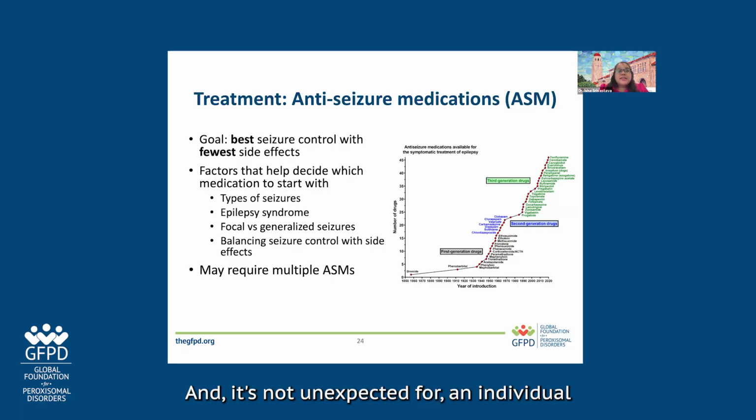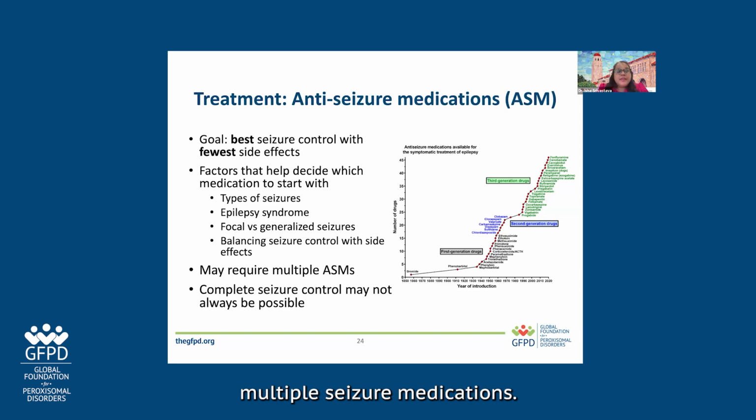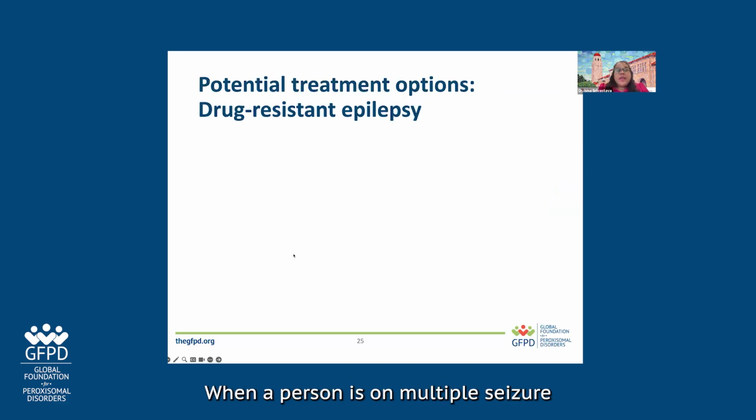And it's not unexpected for an individual with frequent seizures to require multiple seizure medications. And as we briefly talked about, not all seizures are created equal. So some individuals can have really difficult to control seizures or can have a lot of seizures. And so in those individuals, it may be really difficult to obtain complete seizure control without excessive side effects. When a person is on multiple seizure medications and are still having frequent seizures, that's what we call drug-resistant epilepsy, right? Multiple medications that are not effective at controlling seizures.